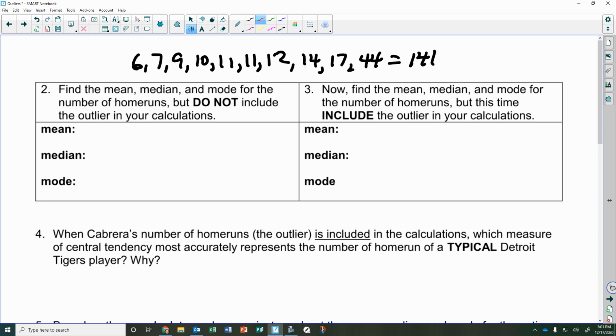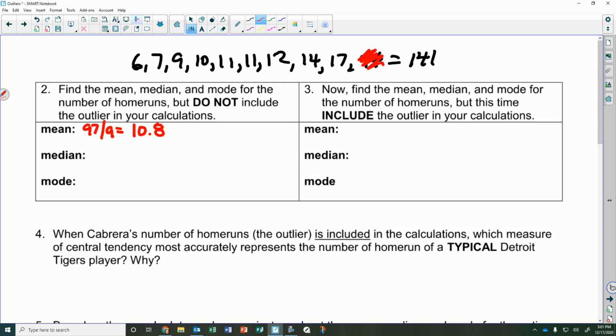That's what we want. All right, so for the mean, it says find the mean, median, and mode for the number of home runs, but do not include the outlier. So we're going to take away this number. By doing that, we take away 44 from 141, which is 97. And there's 9 pieces of data. So when I take 97 divided by 9, I get 10.8.